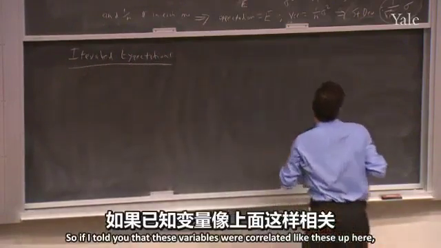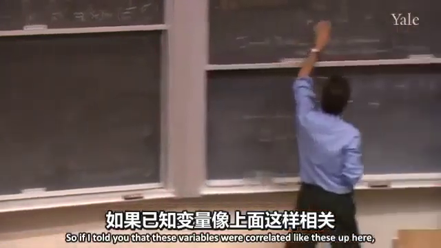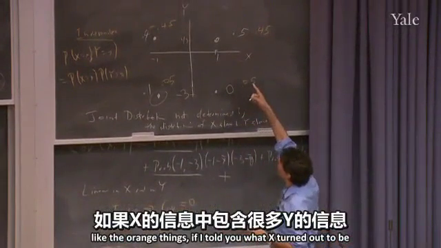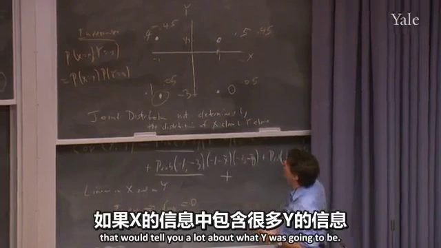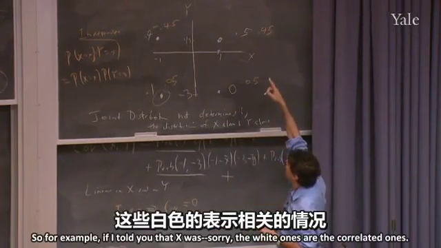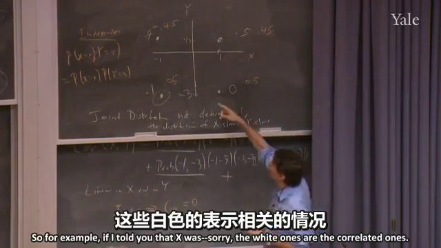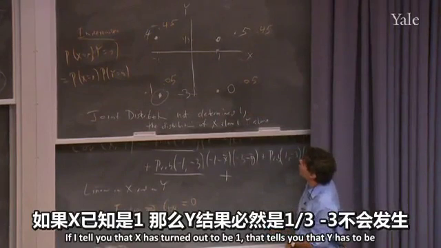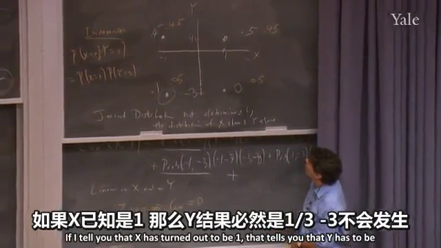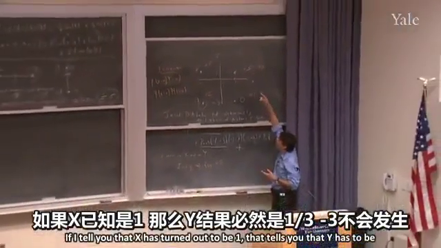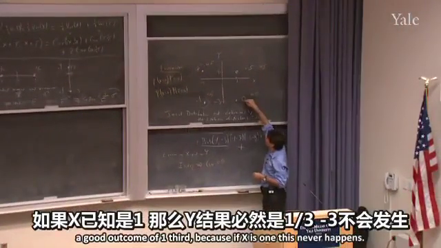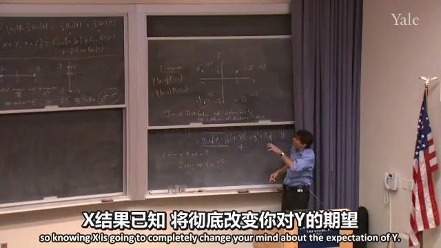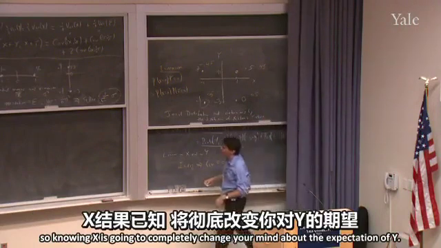Okay, so if I told you that these variables were correlated, like these up here, like the orange things, if I told you what x turned out to be, that would tell you a lot about what y was going to be. So for example, if I tell you that x has turned out to be 1, that tells you that y has to be a good outcome of a third. Because if x is 1, this never happens. So the only thing that can happen if x is 1 is that y turns out to be a third. So knowing x is going to completely change your mind about the expectation of y.